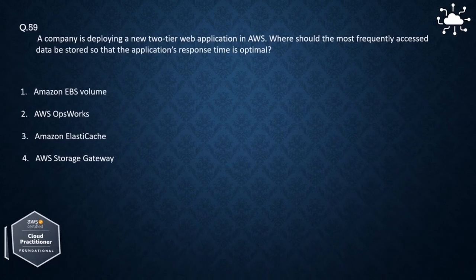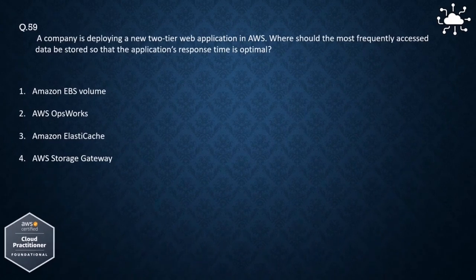Question 59. A company is deploying a new 2-tier web application in AWS. Where should the most frequently accessed data be stored so that the application's response time is optimal? 1. Amazon EBS Volume. 2. AWS OpsWorks. 3. Amazon ElastiCache. 4. AWS Storage Gateway. The correct answer is Amazon ElastiCache.